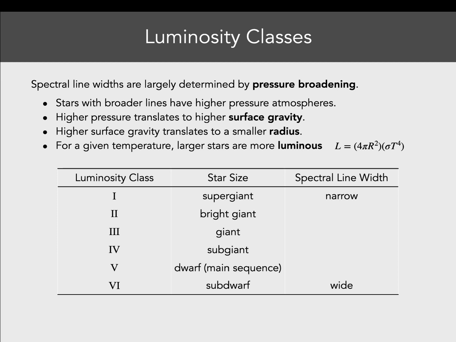So this is a summary. Luminosity classes, again, range from 1 to 6. Luminosity class 1 stars are called supergiants. They're the largest stars that we know about. And they have very, very narrow widths because, again, there's very little pressure broadening because the surface gravity is so low, because the stars have been bloated out to such a large radius.